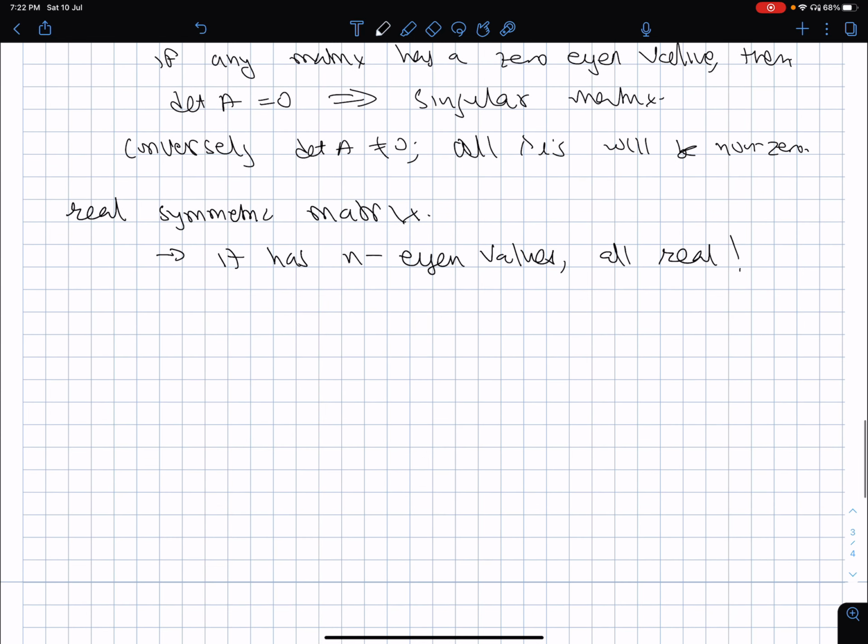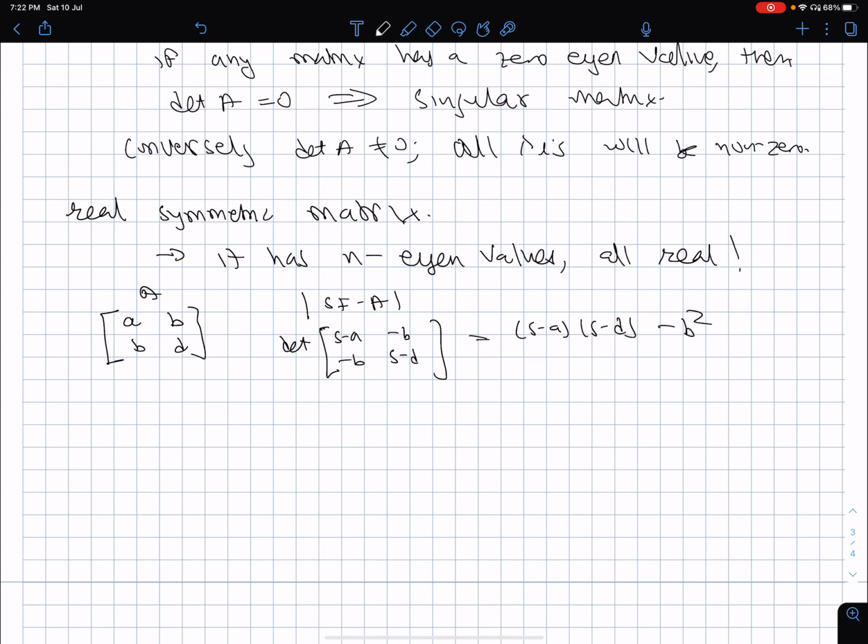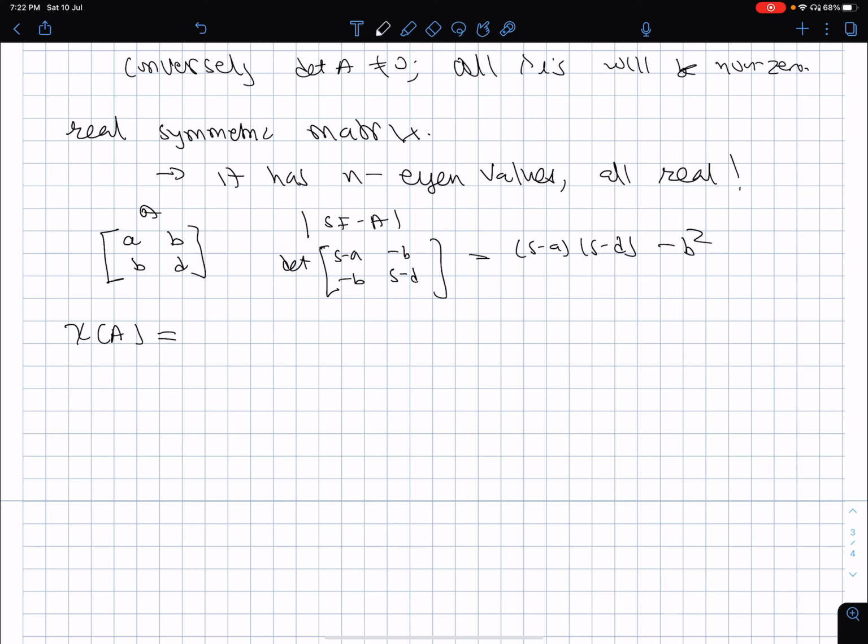Let me illustrate this for a 2 by 2 matrix. I am not going to prove it, but let us take A, B, B, and let's take the other diagonal as D. So if I write its characteristic polynomial, which is the determinant of sI minus A, then this is going to be the determinant of s minus A, minus B, minus B, s minus D, which is s minus A into s minus D minus B square, which if you expand, is s square minus A plus D times s, minus B square.